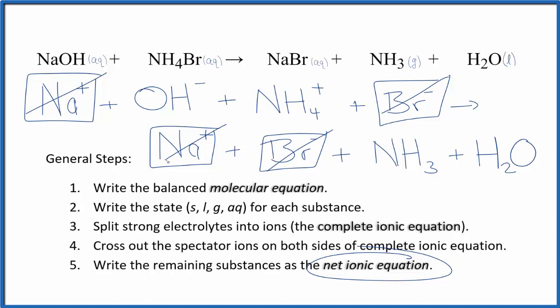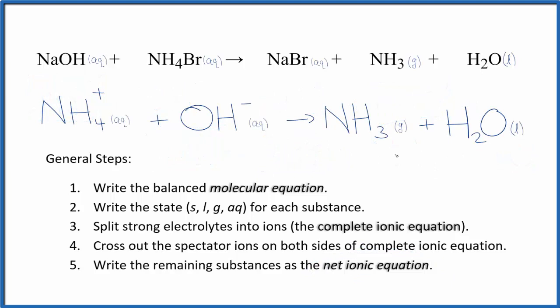I'll clean this up, write the states. We'll have our net ionic equation. So this is the balanced net ionic equation for NaOH plus NH4Br. You'll note charge is conserved. We have a plus and a minus. That gives us a net charge of 0. Over here, everything's neutral. Net charge of 0. If you count the atoms up, they're balanced as well.